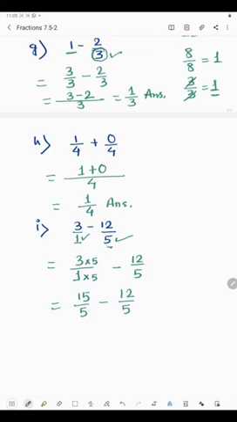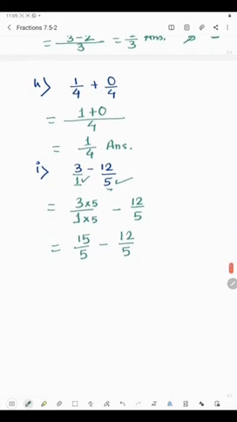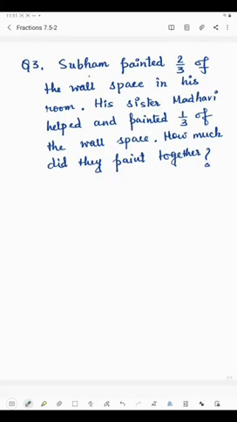Now we have the same denominator. This has become like fraction. So when we have like fraction, then simply we subtract the numerator. So denominator will remain same, which is 5. We'll just subtract the numerator. So 15 minus 12 is 3 by 5. And 3 by 5 is already in simplest form. So answer will be 3 by 5. Okay. So this was the last part of question number 2. Now coming to next question.